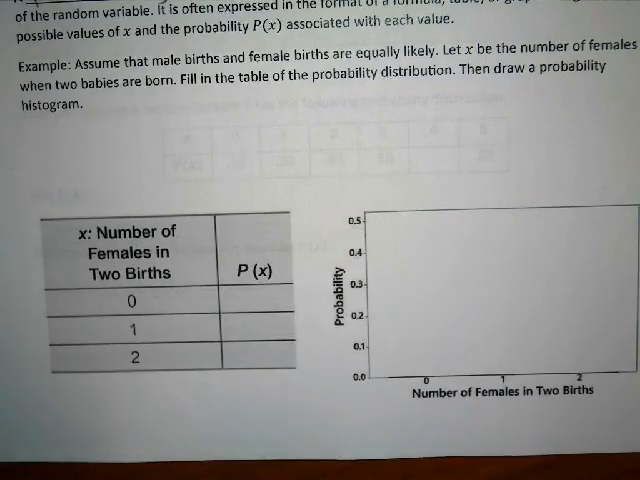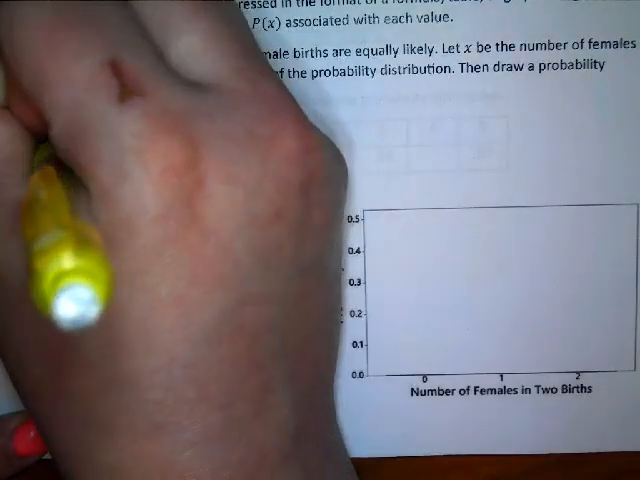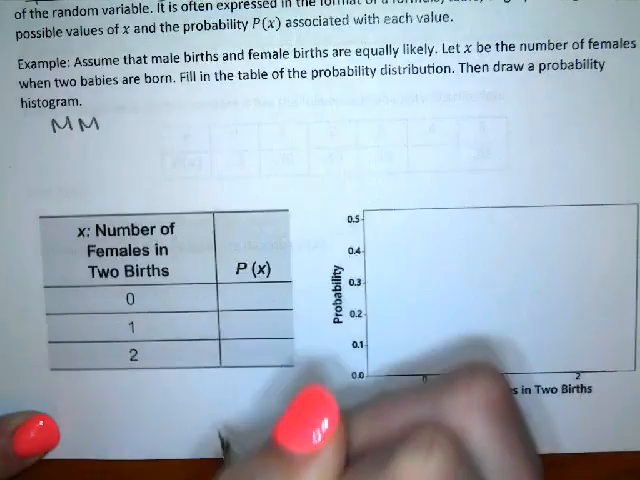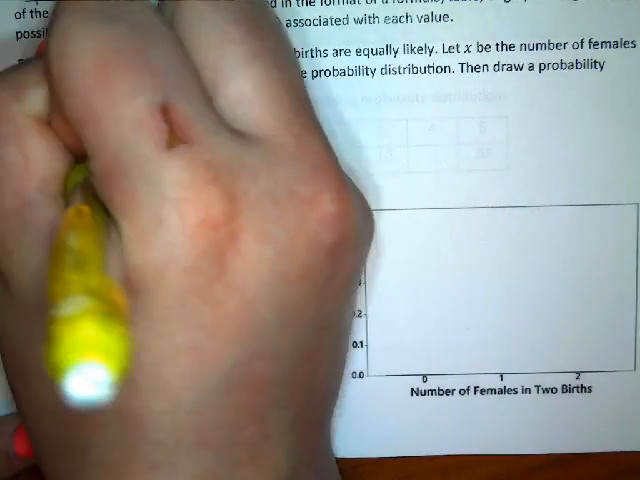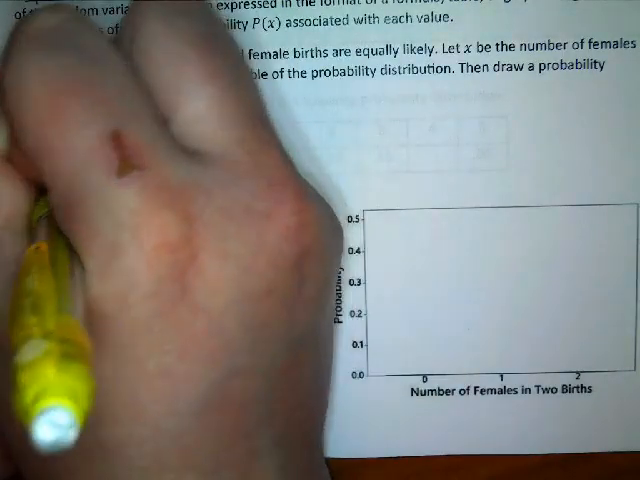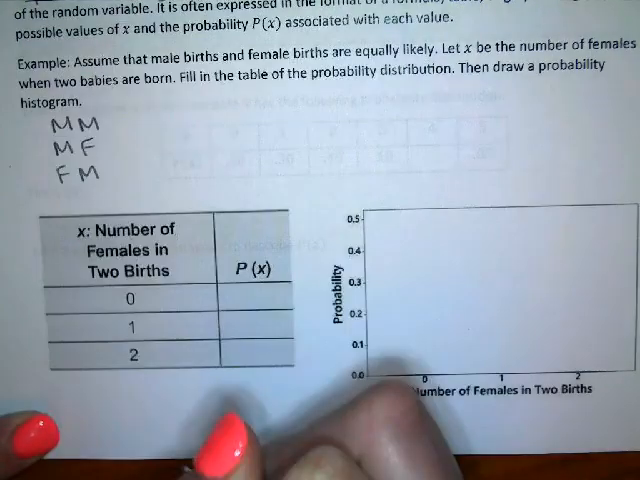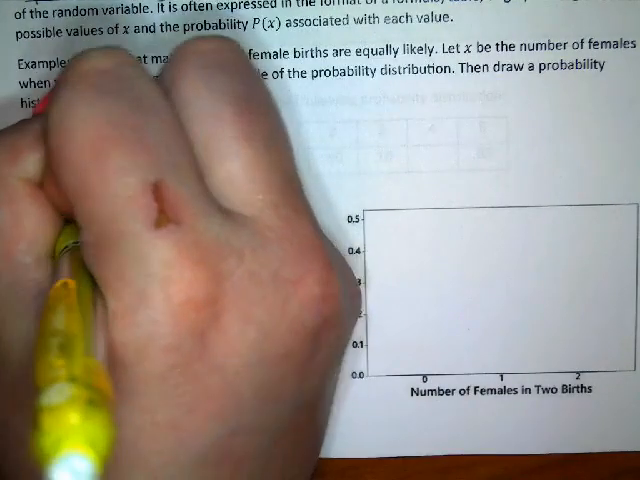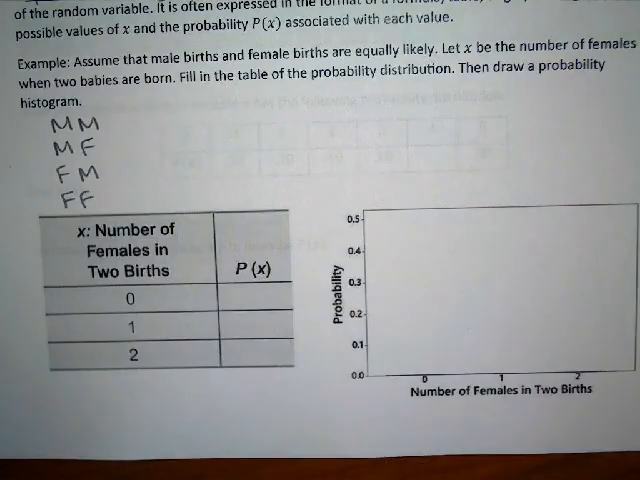And which ones give us two females? So we could have male, male; we could have male, then female; we could have female, then male; and we could have female, then female. So when babies are born, those are all the different options we could have.